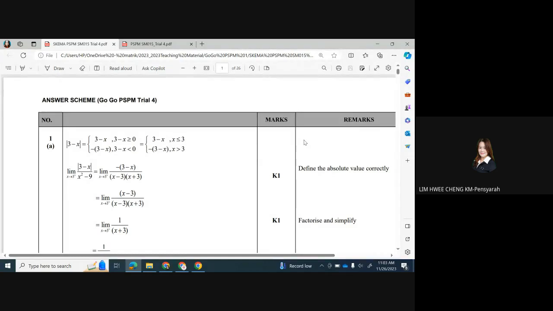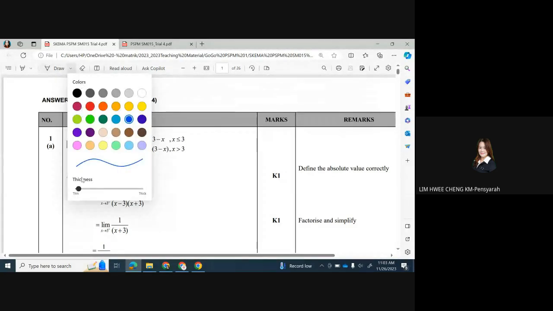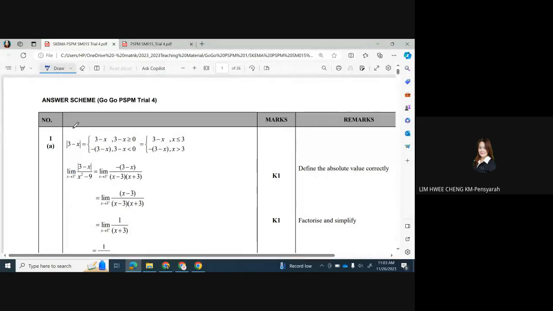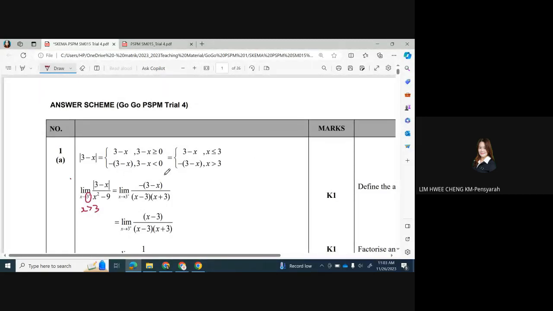Since the question says I'm going to evaluate x approaches 3 positive, that means your x is greater than 3. By using the definition of the absolute value, we may have 3 minus x when 3 minus x is greater or equal than 0, and negative of 3 minus x when 3 minus x is less than 0. So kita selesaikan from here to here. You need to solve. If 3 is greater or equal than x, that means x is less or equal than 3. So that means 3 negative is here. If I rearrange, I get 3 positive the other way around. Since the question says I'm going to get the value which is 3 positive, 3 positive is this side.